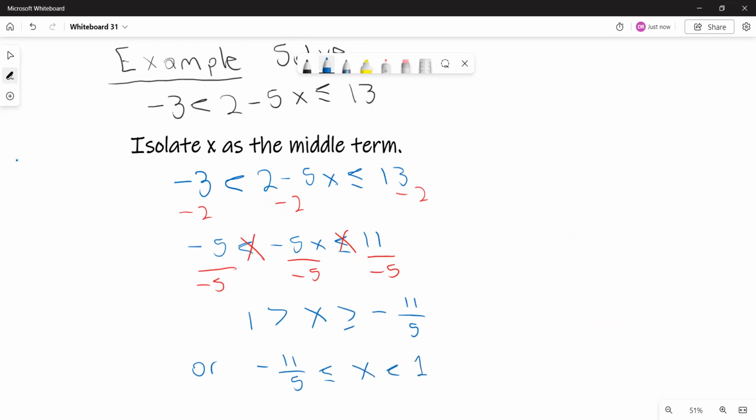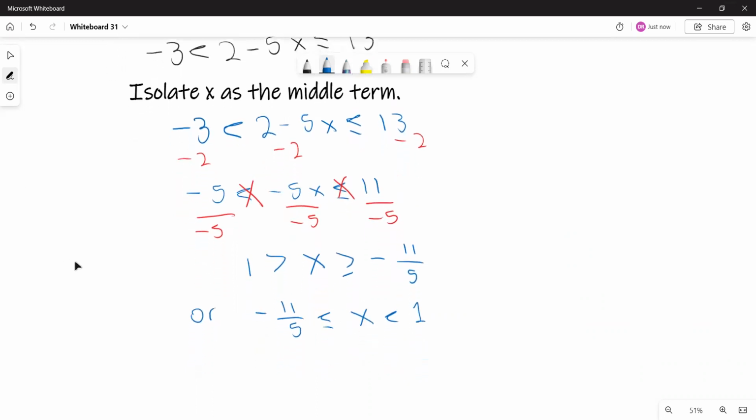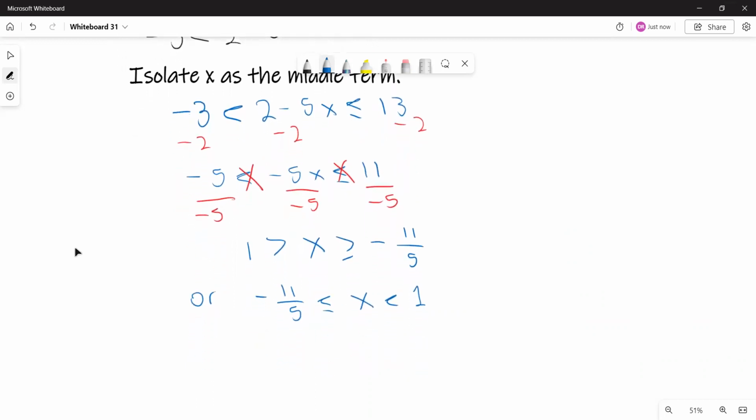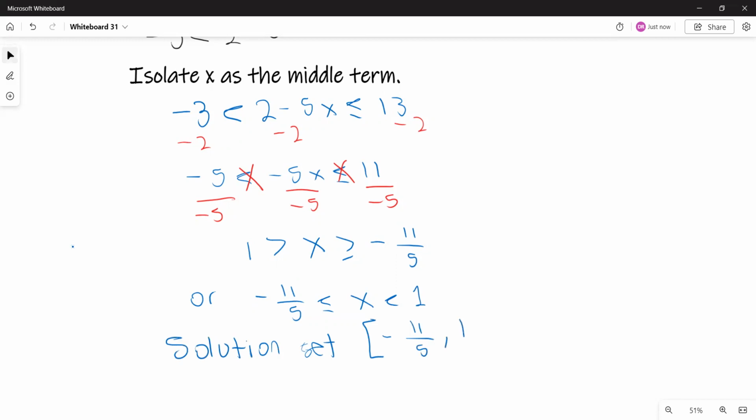So the solution set: x is greater than or equal to negative 11 over 5, so we're going to indicate that with a bracket. The solution set is bracket negative 11 over 5, comma, 1, and x is less than 1, so we have a parenthesis.